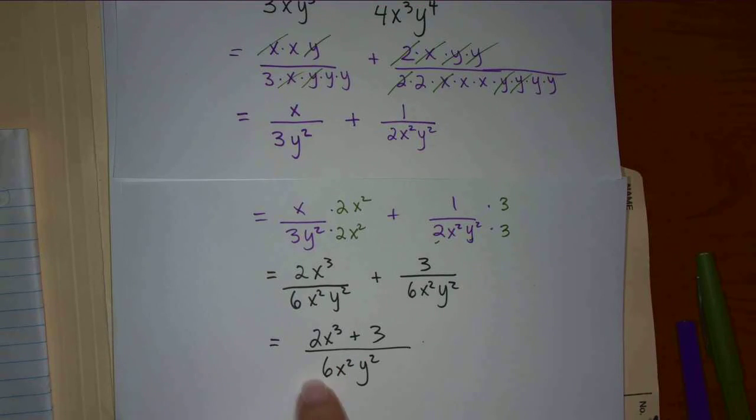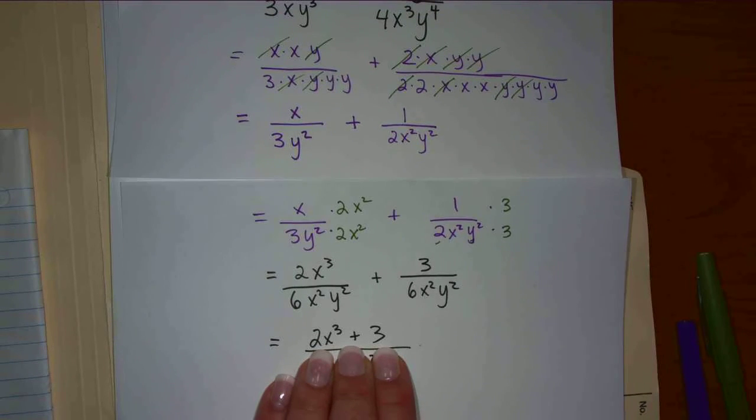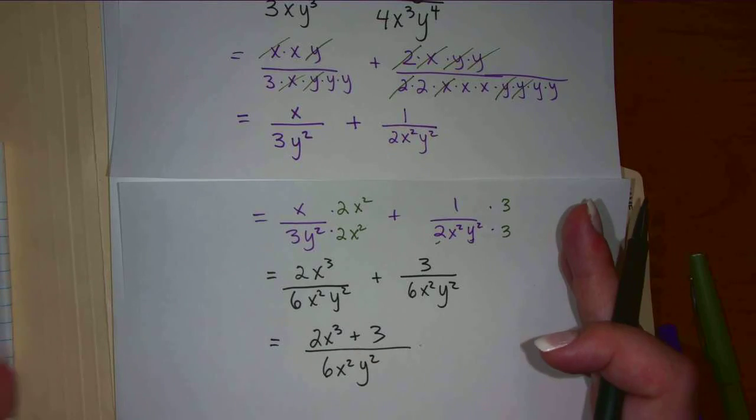You can't cancel the 2. You can't cancel the x unless you can factor it out. Looking at just the top, does anything factor out? Can you take a 2 out of both pieces? No. Can you take an x out of both pieces? No. A 3? No. There's nothing you can take out of both of these, so you're done. You can't do anything else. That would be the answer.